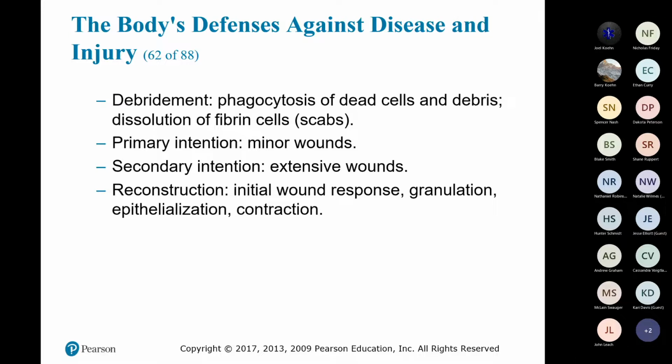Then we get what's called contraction. And contraction is as the wound edges begin to move inward. That's when essentially our skin is trying to grow back to each other, right? It's trying to connect back to each other.